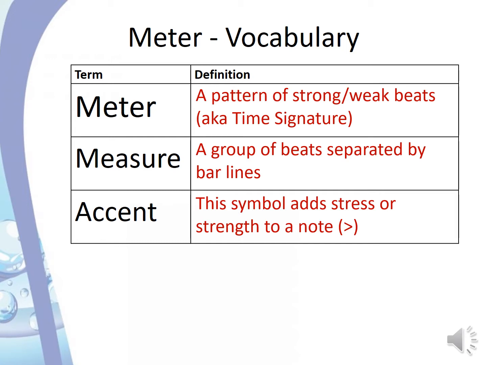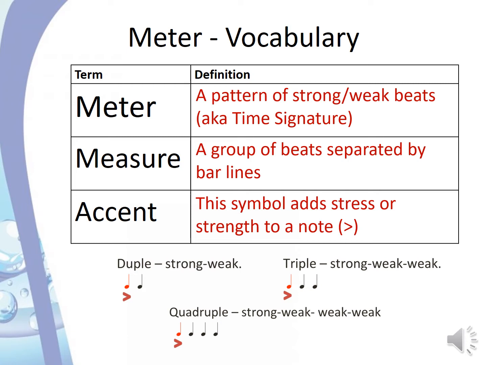For example, if we hear a pattern in music where we hear a strong followed by a weak beat over and over again, that means that that song would be in what we call duple or 2 time. If the pattern is strong followed by 2 weak beats, then we would have an example of triple meter or 3/4 time. The most common example, however, would be strong, weak, weak, weak, which is known as quadruple or 4/4 time.